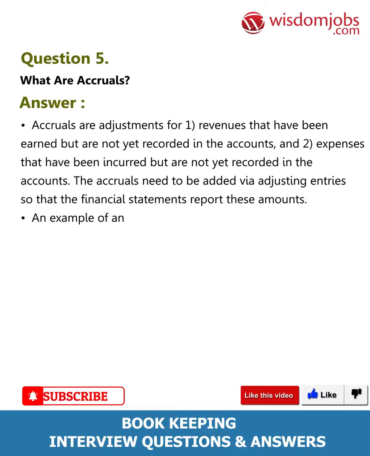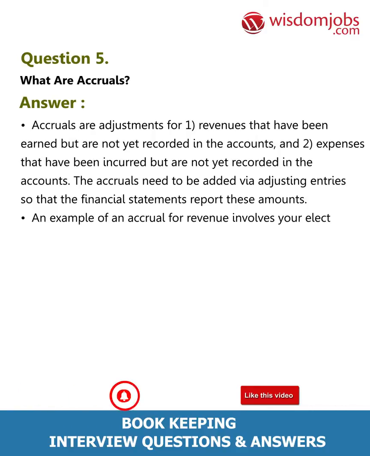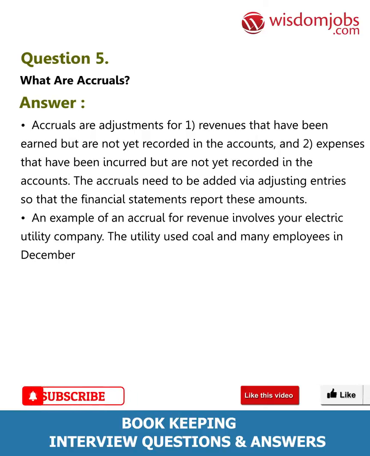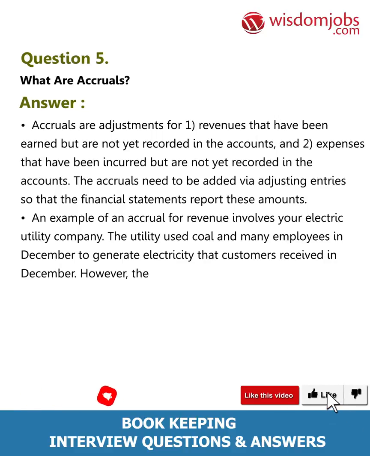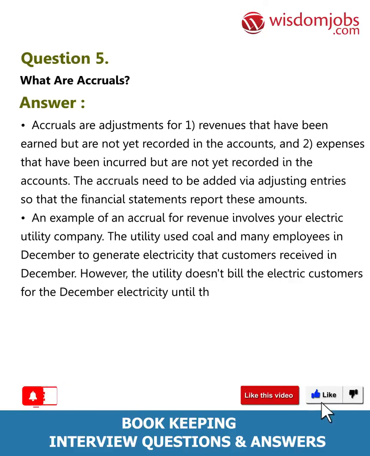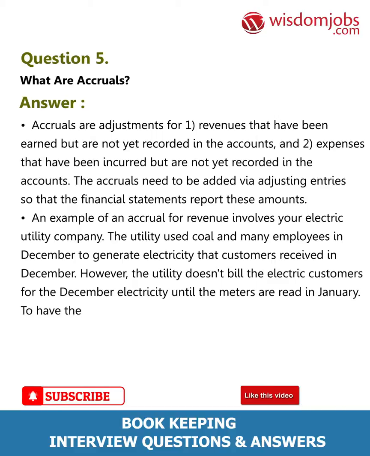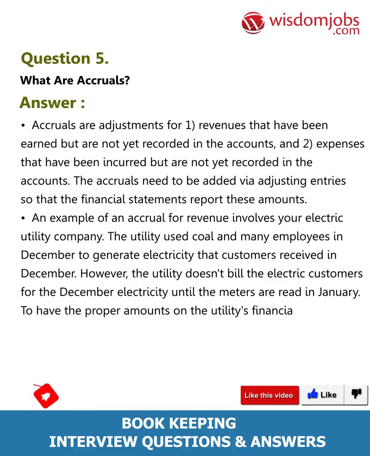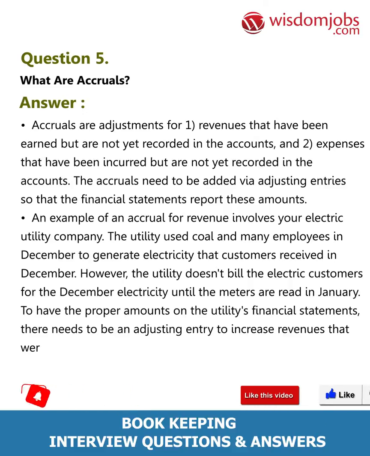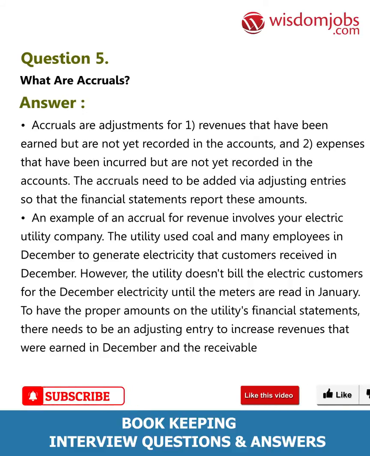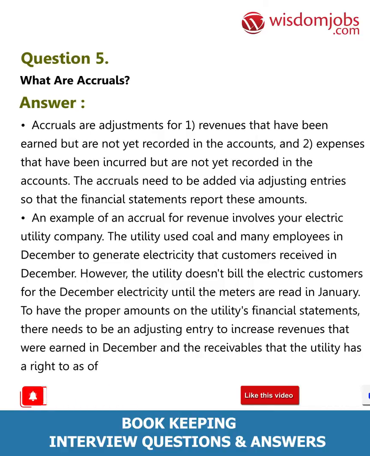An example of an accrual for revenue involves your electric utility company. The utility used coal and many employees in December to generate electricity that customers received in December. However, the utility doesn't bill the electric customers for the December electricity until the meters are read in January. To have the proper amounts on the utility's financial statements, there needs to be an adjusting entry to increase revenues that were earned in December and the receivables that the utility has a right to as of December 31st.